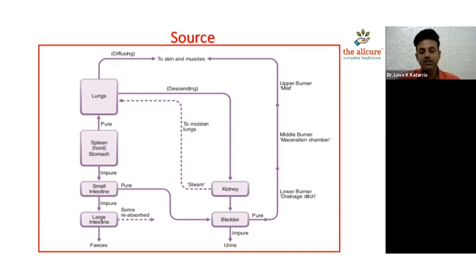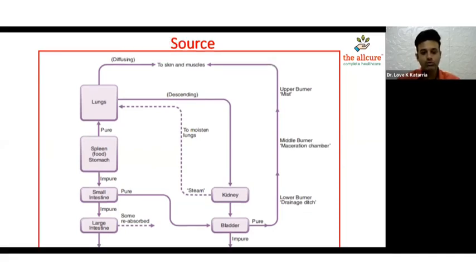So mainly lungs, spleen, and kidneys are involved in all these body fluids parts. Other organs also play a role, but the major role is played by these three principal organs.